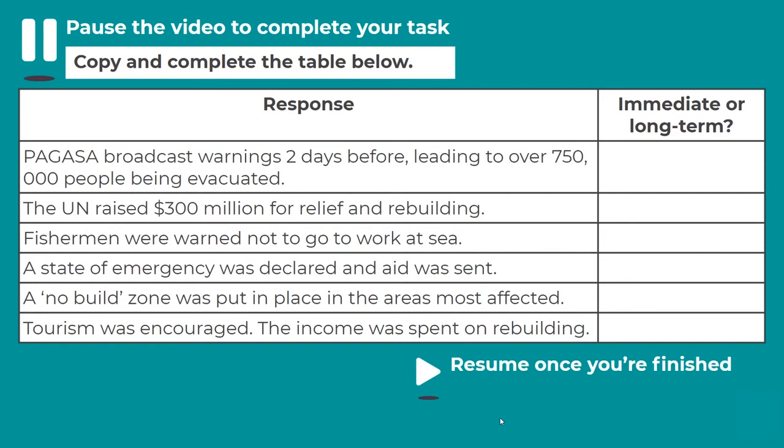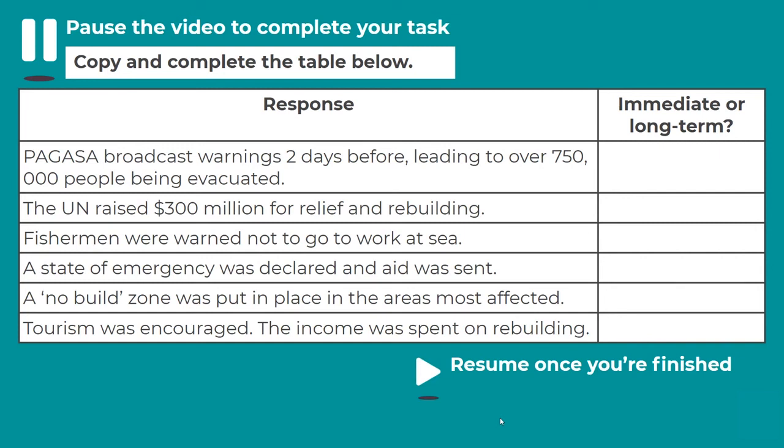Pagasa broadcast warnings 2 days before, leading to over 750,000 people being evacuated. Pagasa stands for the Philippine Atmospheric, Geophysical and Astronomical Services Administration. The UN raised $300 million for relief and rebuilding. Fishermen were warned not to go to work at sea. A state of emergency was declared and aid was sent. A no-build zone was put in place in the areas most affected. And tourism was encouraged. The income was spent on rebuilding.